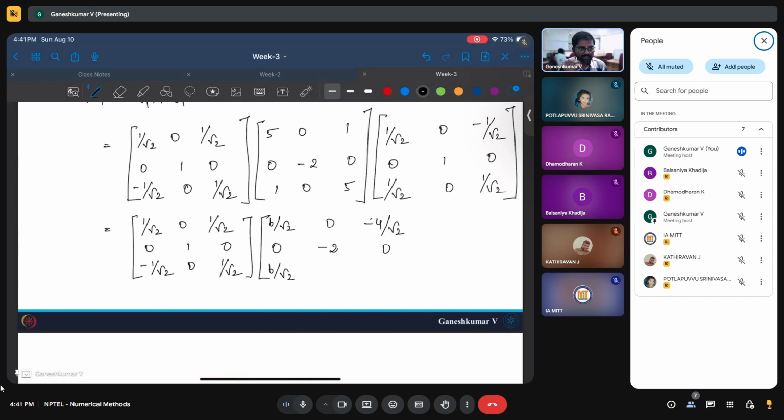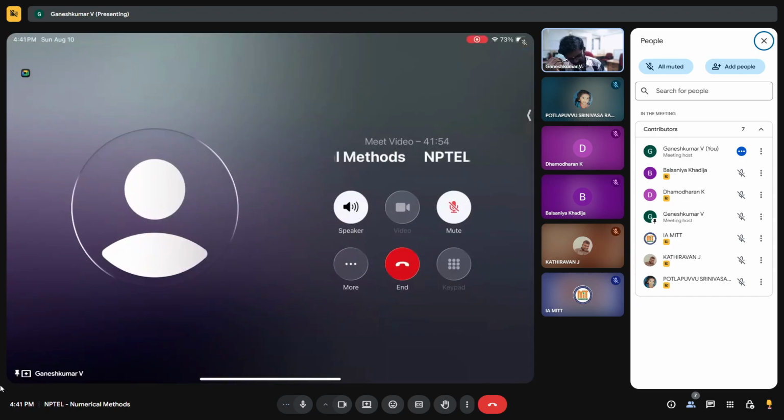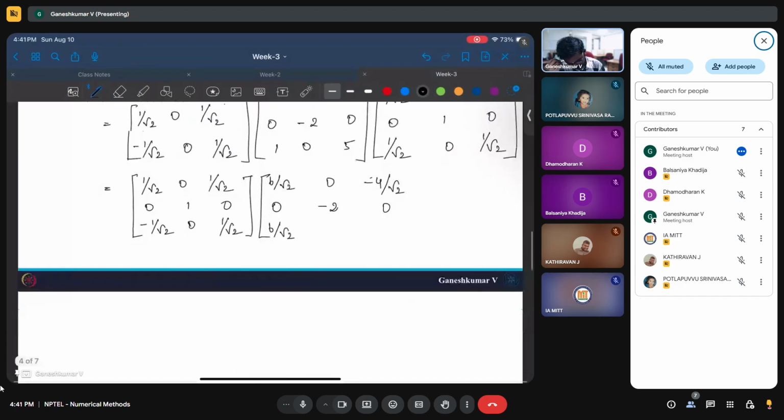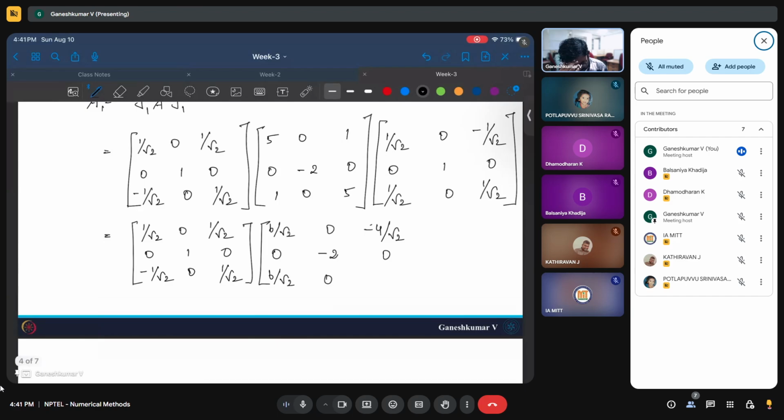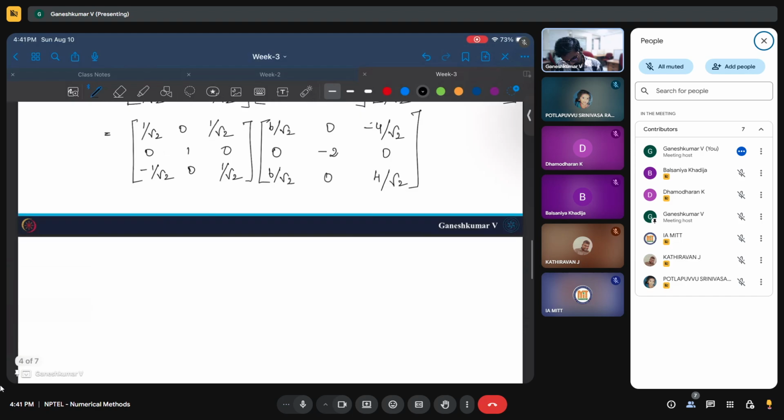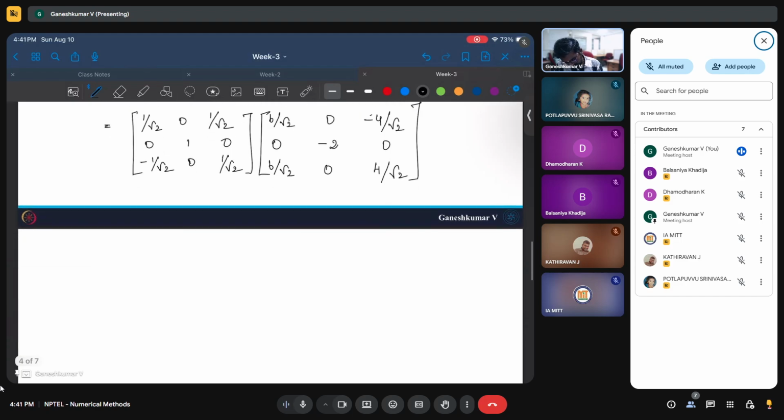If I make any mistakes, please let me know. And this is going to be 0 again. And this is going to be minus 1 plus 5, so 4 by root 2. Okay. All right. Now let's multiply these two.